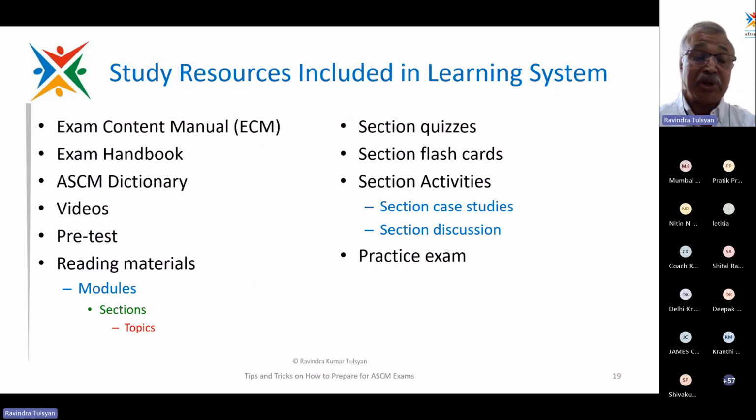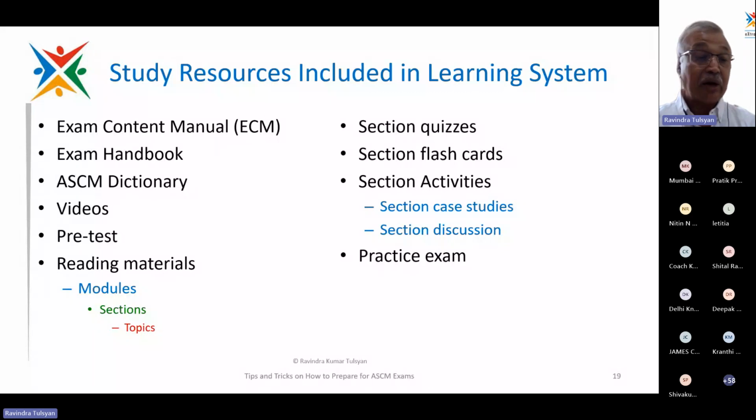Now remember, the ASCM dictionary has a lot of terminologies. Not every exam requires you to understand every terminology. Which terminology you should know for which exam is given in the exam content manual. You have some videos also. There is a pre-test. The pre-test is the first thing you take, and by taking it, you know which areas you already have good knowledge in, and which areas require improvement.